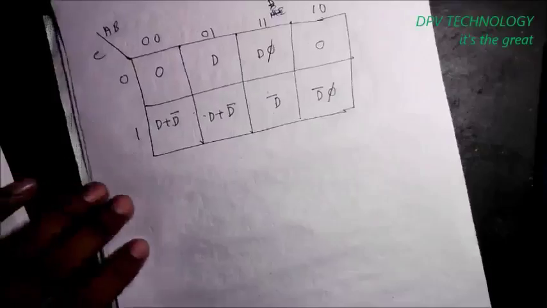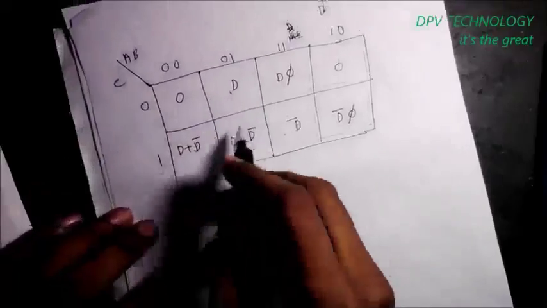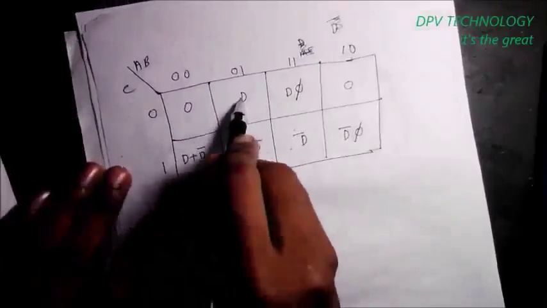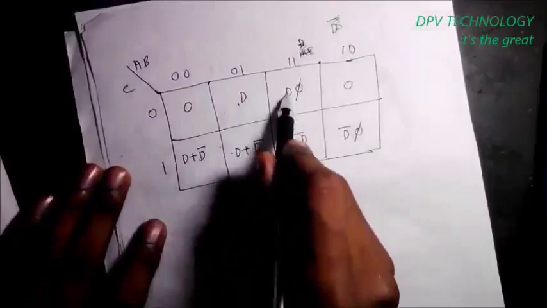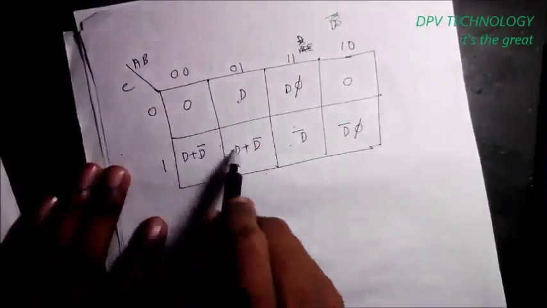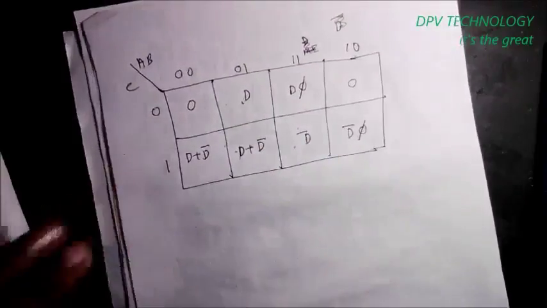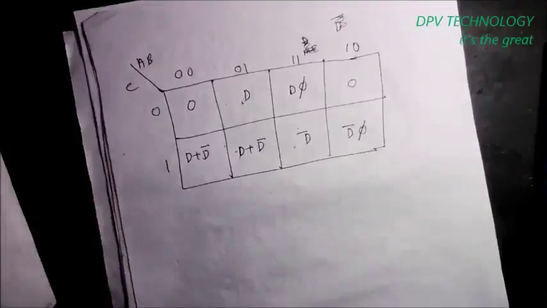Now we have to group. These are the two single MEVs. So now this D we can cover with this D don't care, or we can cover it with this D also. Now which one do we have to take? This is the point.